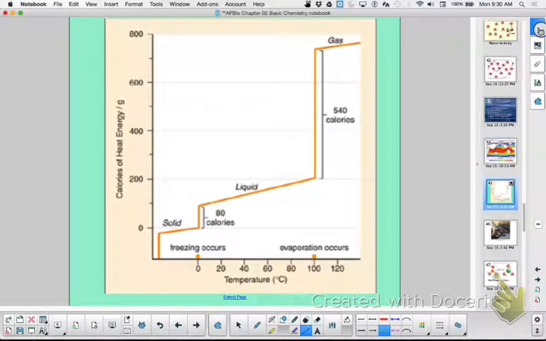Okay, take a look at this diagram. Blue, you explain this diagram. Go ahead.